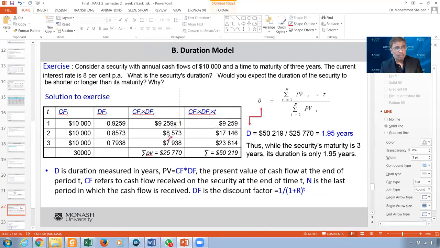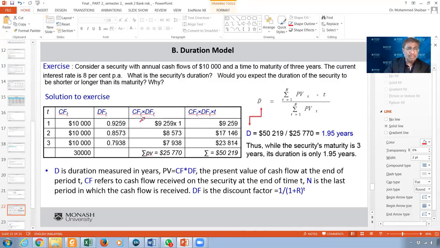So 9, 2, this is times 2, 70,000. This is times 3, which is 23,000. So you will make here times 2. For example, if you want to know, this is just times 2 times 3, and you add them up and you divide this by this. So you divide the sum of those cash flows times the discount factor times T, by the cash flow times the discount factor.